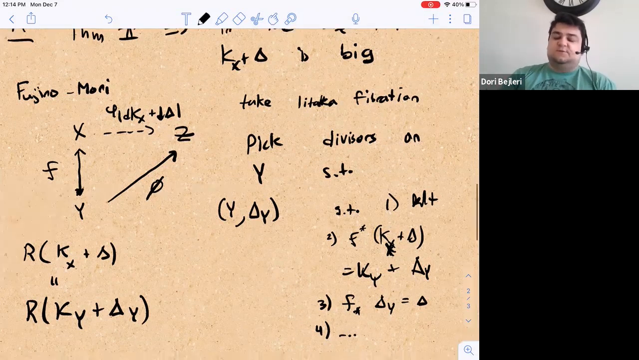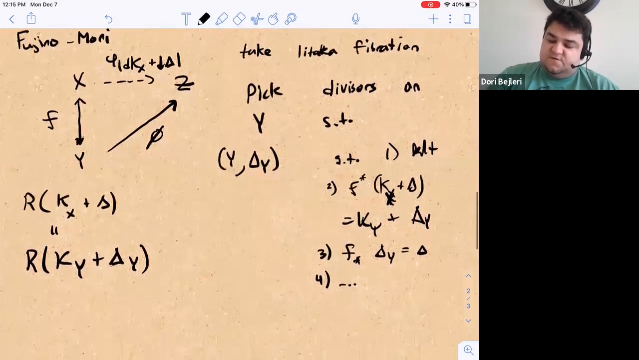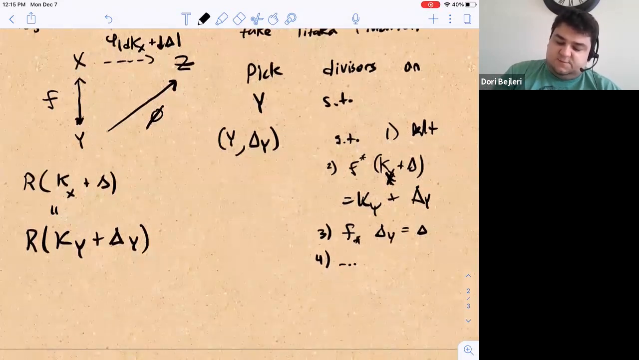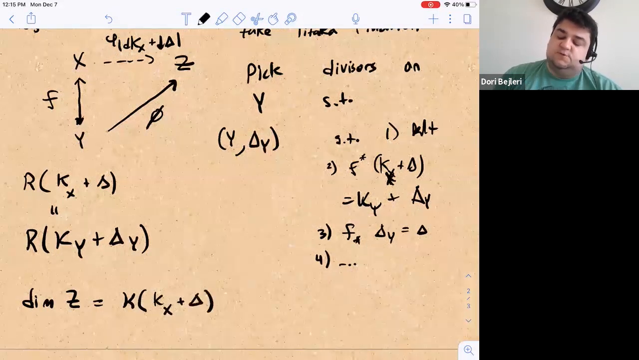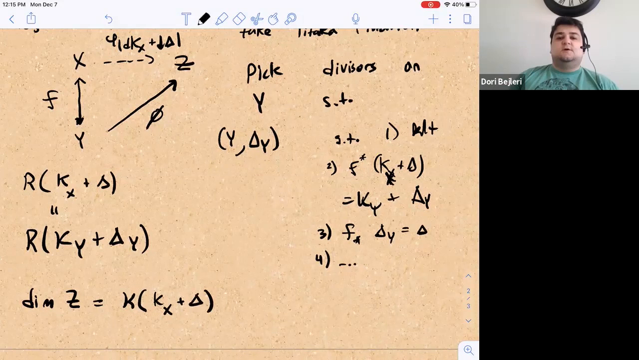And now we have a morphism down to z. So what are the properties of this morphism? Well, the first observation is that the dimension of z is the Kodaira dimension, or the Iitaka dimension, of kx plus delta, just by construction, because z is the image of the Iitaka fibration for kx plus delta.